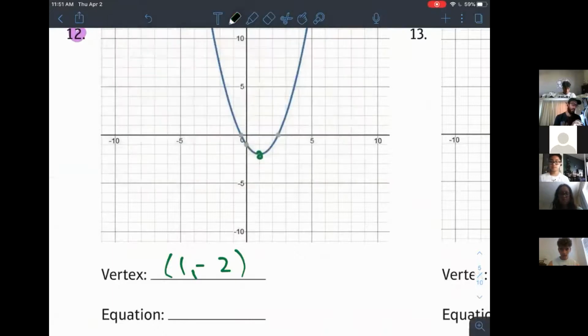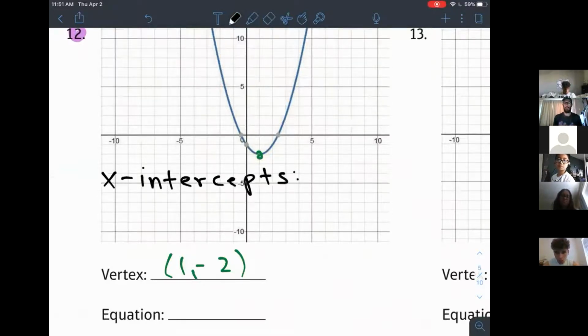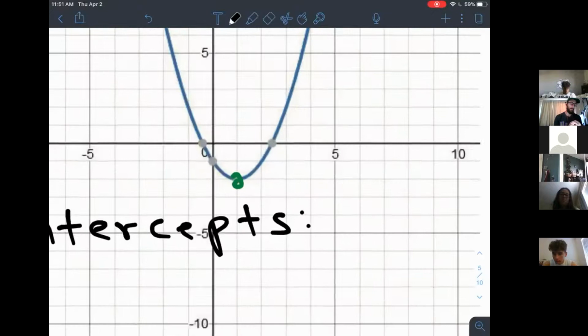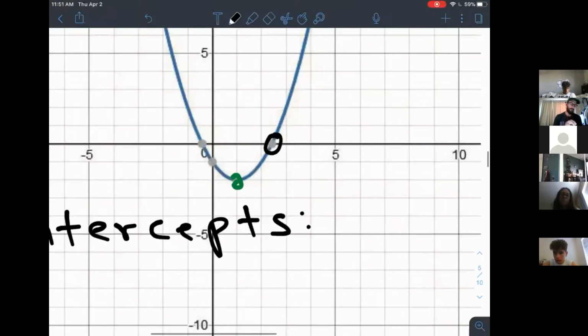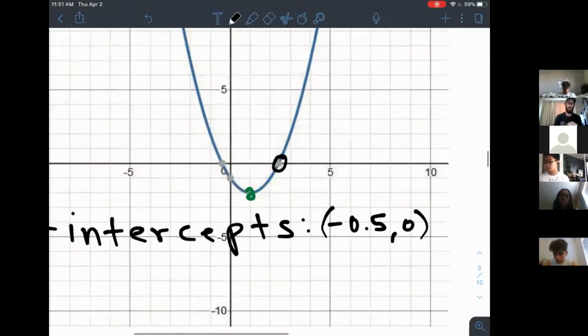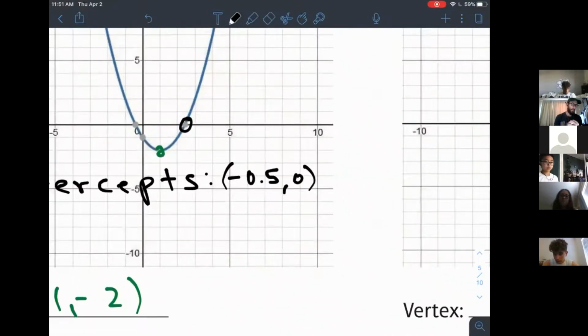Bonus question. What is the x-intercept, or what are the x-intercepts? Anyone know those? Kind of tough on this one because you have to guess. I think it's -0.5 and... Nice, man. -0.5. And notice that it has a y value of 0. And then, would you say the other one, Francis? 2.5, I'm guessing. Yeah, man. Great call, dude.